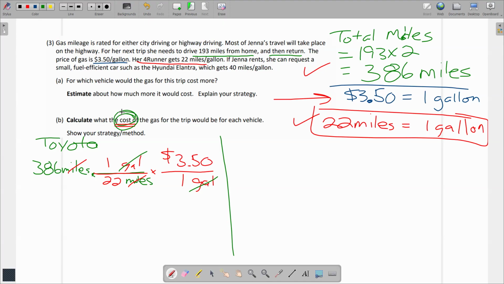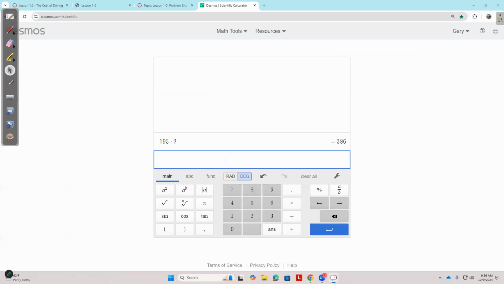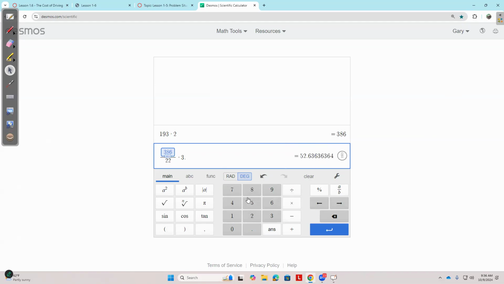So on my calculator, this says, take the 386, divide by 22, and then multiply by 3.5. And that should give me the cost that I want. So whip out your calculator, give that a try. All right, so I got my 386 there. I'm supposed to divide by 22, arrow out, multiply by 3.5. And I'm getting about $61.41.